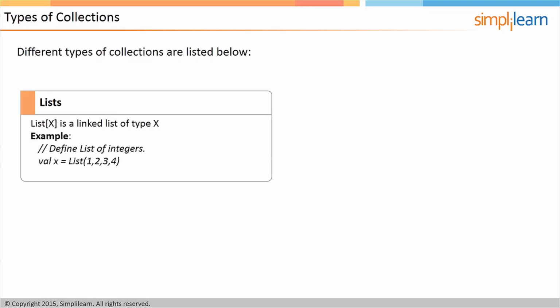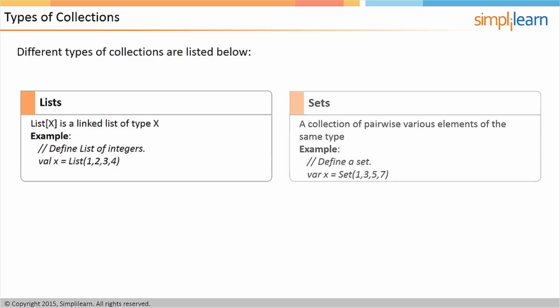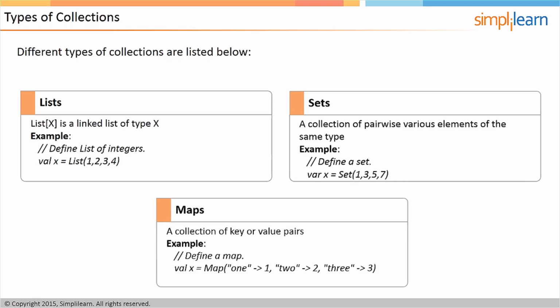The most commonly used collections type is lists. List X is a linked list of type X. An example is given on the screen. Another type is sets, which is a collection of pairwise various elements of the same type. An example is displayed. Scala maps represent a collection of key or value pairs. Consider the given example.